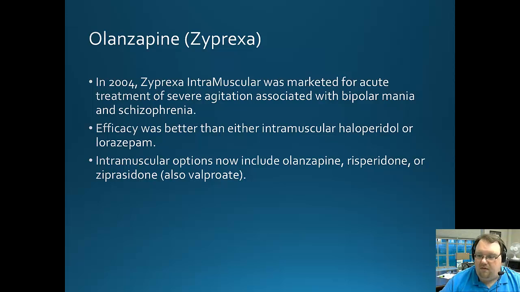So, like what we've seen with the other medications, there's also an intramuscular Zyprexa that can be administered as well. The efficacy of this is actually better than several of the other intramuscular medications, but it's just one of several options, and I'll mention this again with another medication, but the intramuscular option is there. So, if you're worried about treatment adherence, it's an option.